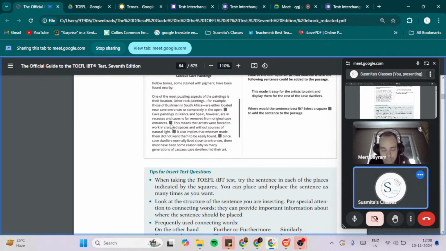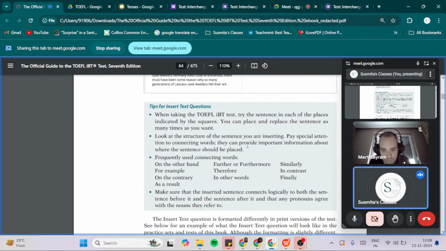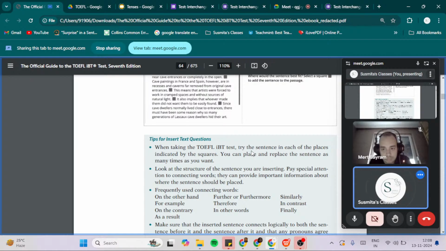So that's why it can't go before this, and it can't go after the sentence either. So you will need to make sure the organization is correct. You can place and replace the sentences as many times as you want. It doesn't mean that if you select over here, then you can't select this after that. You can do it multiple times. Once you have clicked next and submitted, that's only when it will get submitted.